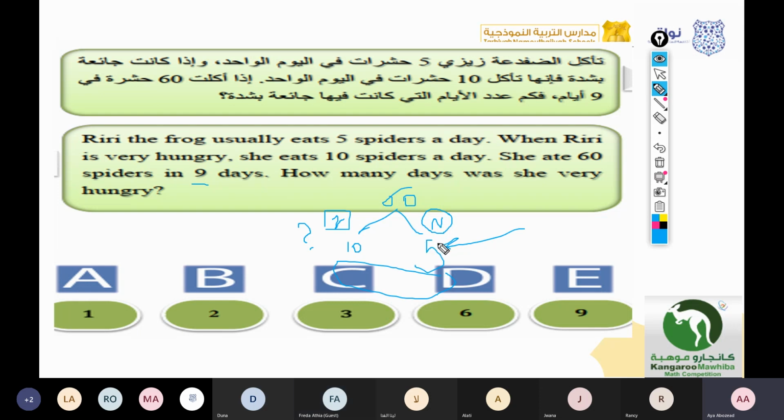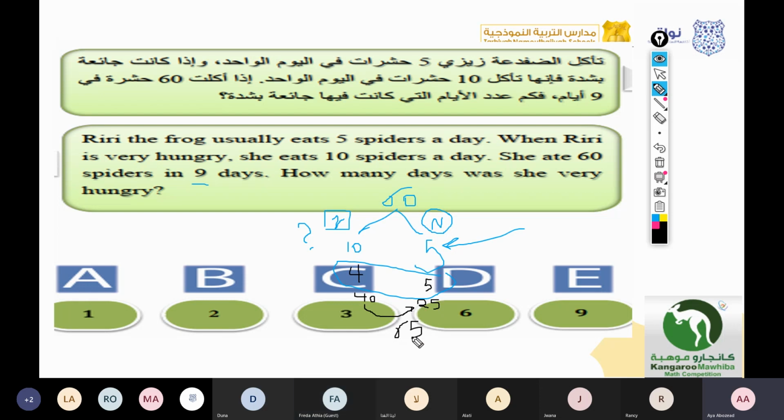If it eats in the normal days, it eats 5. In the very hungry days, it eats 10. So let's see how many days. We will try 4 and 5, because we want a total of 9. So now let's multiply 10 times 4 equals 40, and here 5 times 5, 25. Let's add 40 and 25, 65.